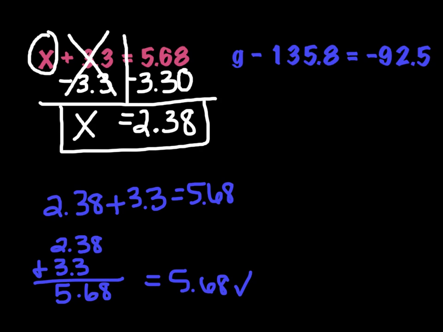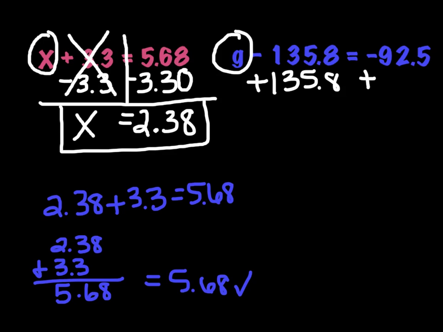On the second example, g minus 135.8 is equal to negative 92.5. I threw in even one more twist to this. Not only do you have to remember your decimal rules, but you have to remember your integer rules as well. Whoa, this is really getting fun here. So to isolate g, we need to do the opposite of subtracting, which is adding. So I am going to add 135.8, and the golden rule, whatever I do to one side, I must do to the other.